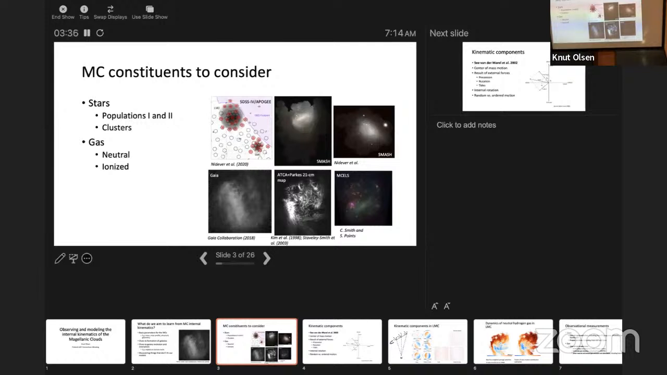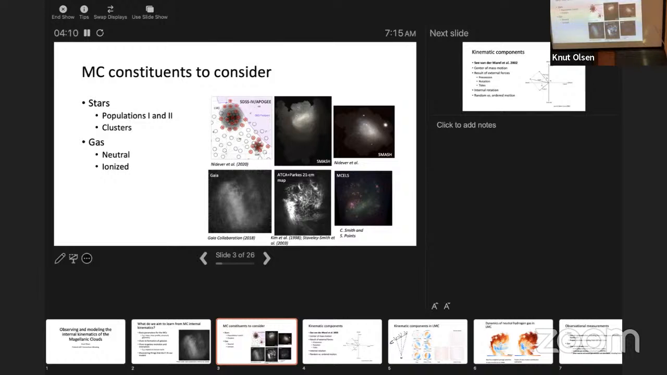So some of the ingredients to consider here are stars, of all populations, ages, and metallicities, and also star clusters, which can be used for piecing together the internal kinematics. And also the gas, so both the neutral and the ionized gas have important roles to play in how the galaxies are shaped by their interaction and the kinematics. And so I put up various surveys which will likely be familiar to you.